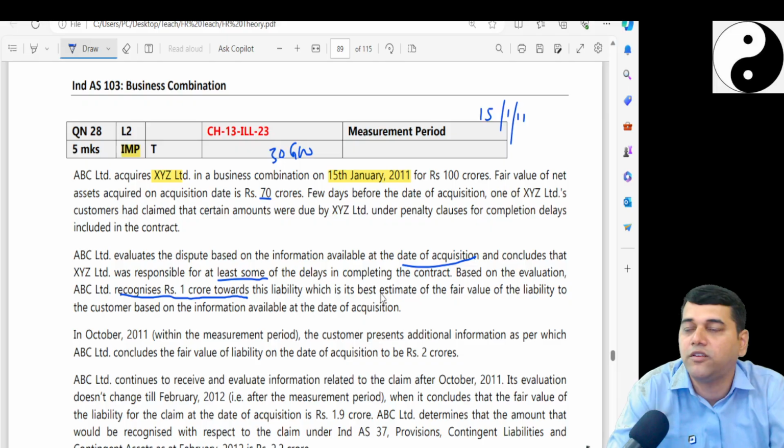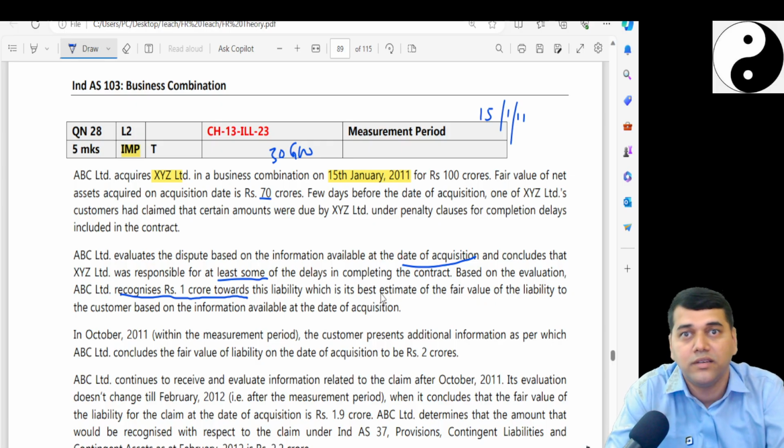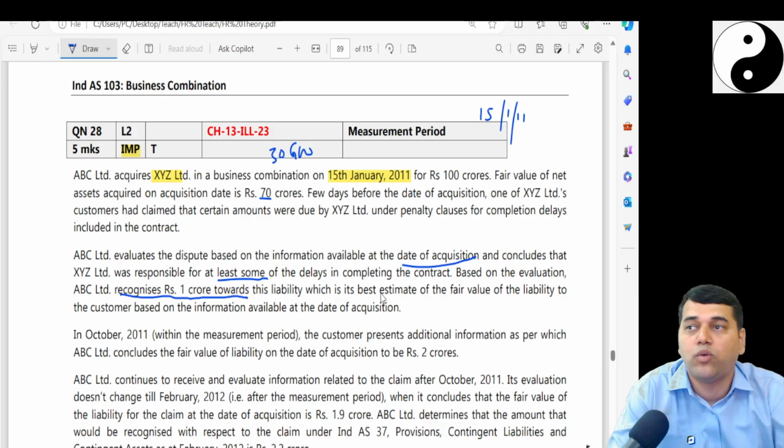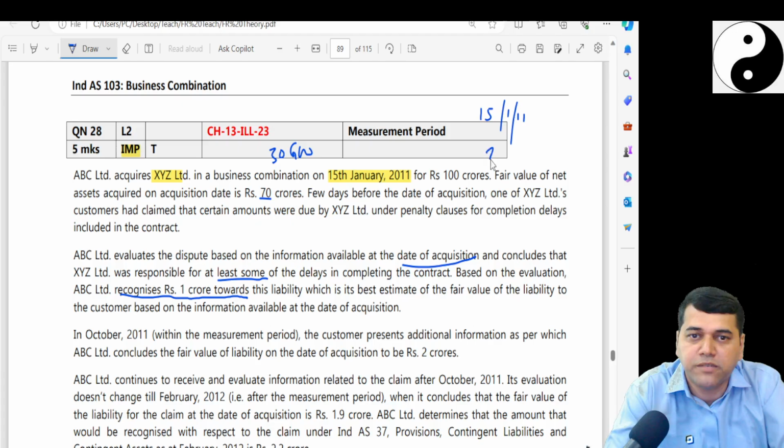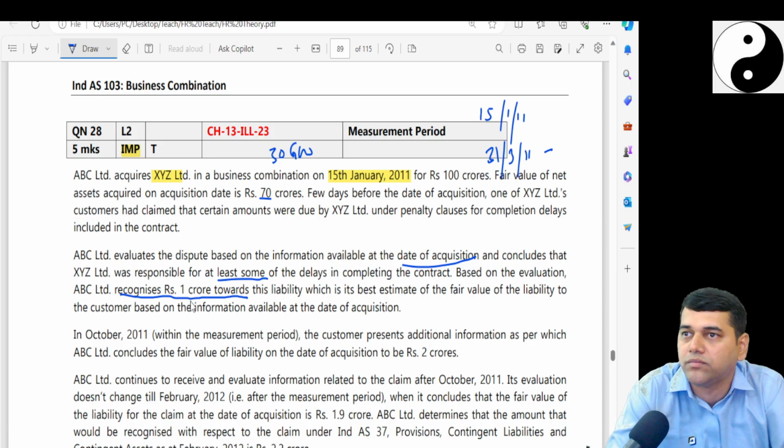Who recognizes it now? ABC, at CFS. Can you recognize the contingent liability? Yes, because of that exception. What entry do you pass? Goodwill to contingent liability. So by 31st March 2011, you have goodwill to contingent liability for 1 crore, which is estimated to be the fair value. So 1 crore you must have recognized.